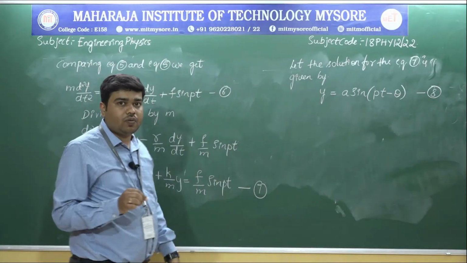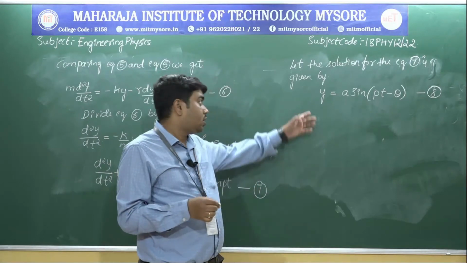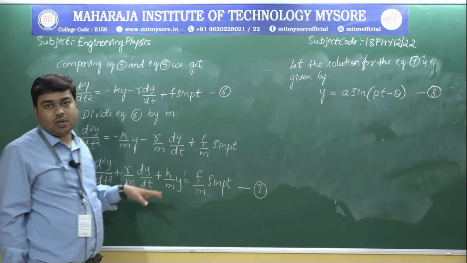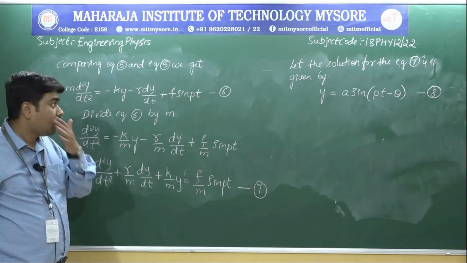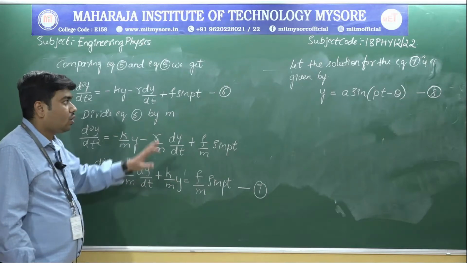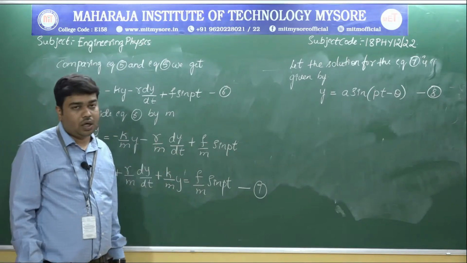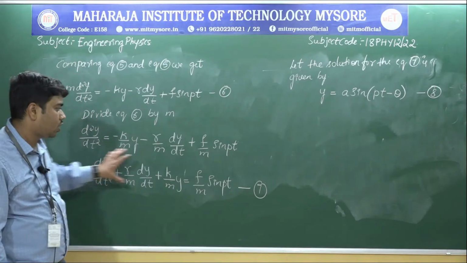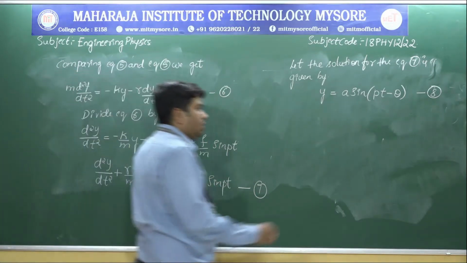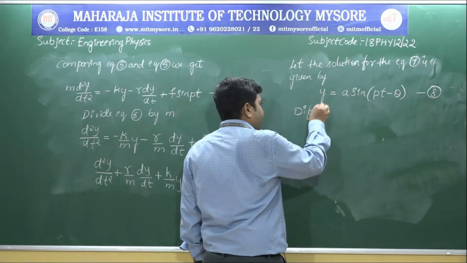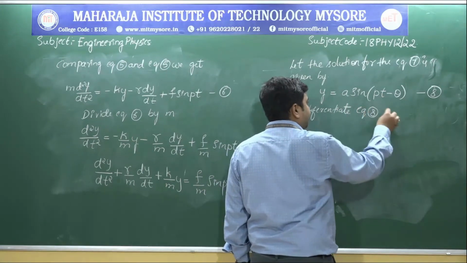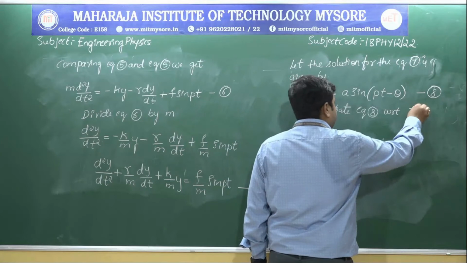Now, since we have assumed the solution for the equation as y is equal to a sin pt minus theta, we have to find the amplitude as well as the phase difference for this differential equation of forced oscillation. So we have to go on differentiating equation 8, so that I can substitute those values into this differential equation of the forced oscillation, and later we will be able to find the solution. So we will differentiate equation 8 with respect to t.